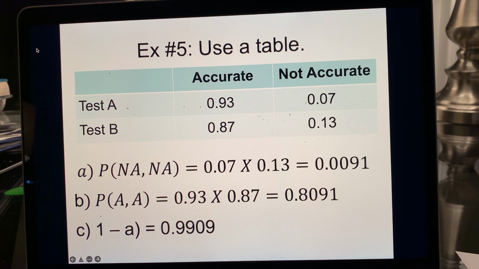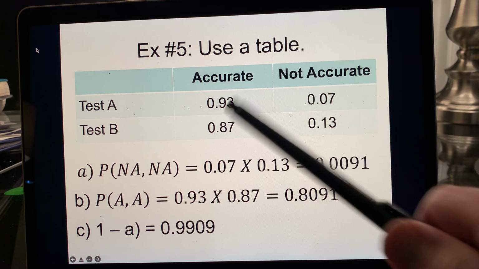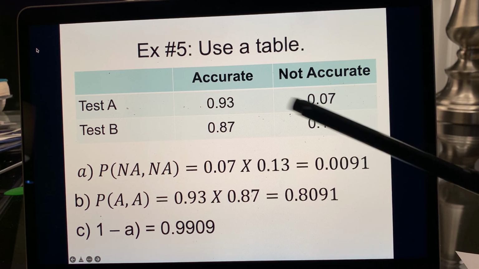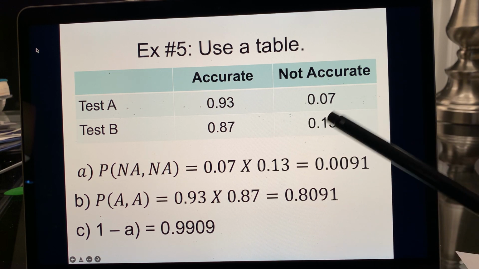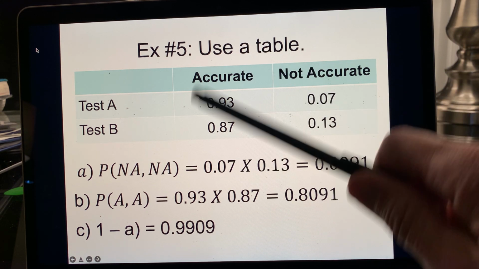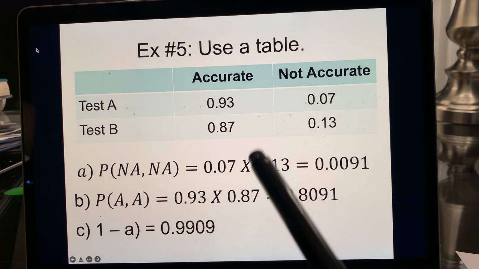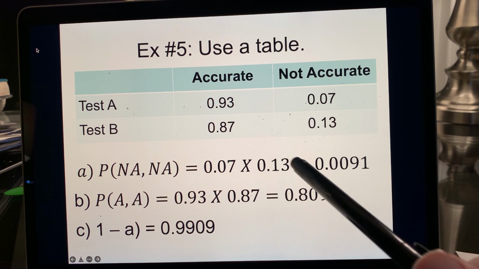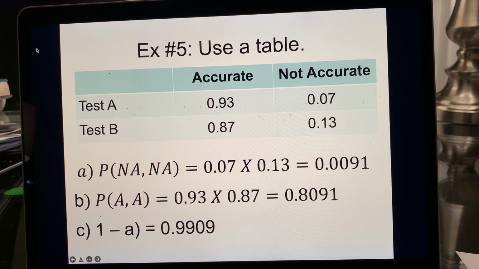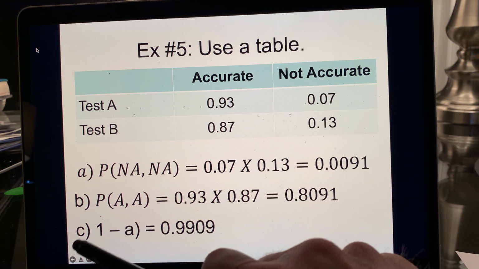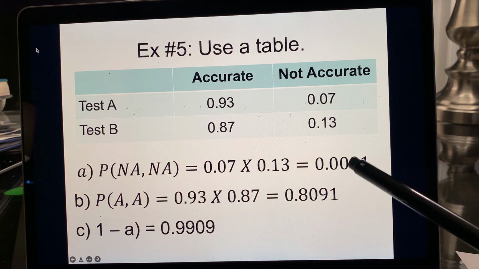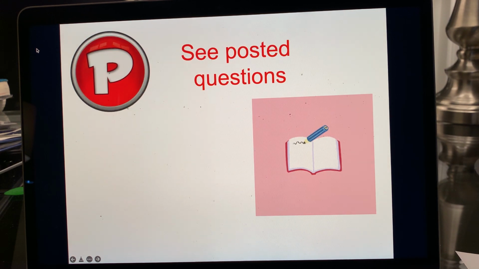And C is at least one of the tests detects the steroids. So at least one would be: this one works and that one fails, this one fails and that one works, or they both work. The complement of at least one detecting the steroids is just part A, neither test detecting the steroids. So I used the indirect method: I went 1, or 100%, take away my result from part A to get my answer there. That's it. Try the posted questions.